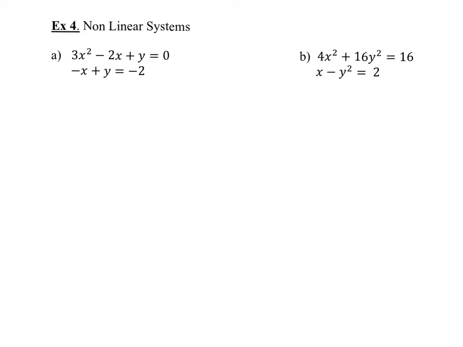Okay, so let me rewrite the second equation. I want to make it either x equals or y equals. It doesn't matter which one, we should get the same answer. I think I'm going to solve for y. So I'm going to add the x to the other side. So this will become positive x minus 2. Okay, then I'm going to go ahead and make the substitution into the first equation.